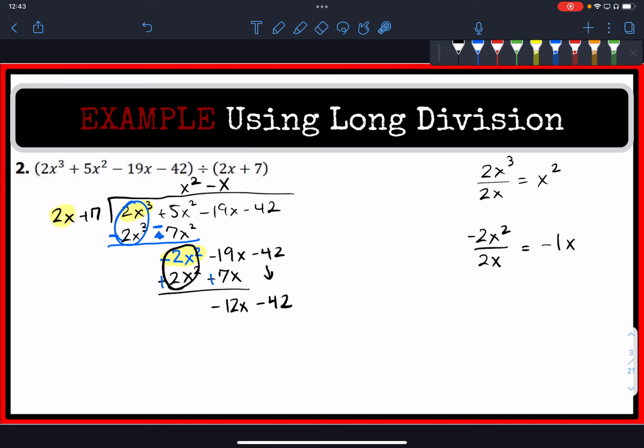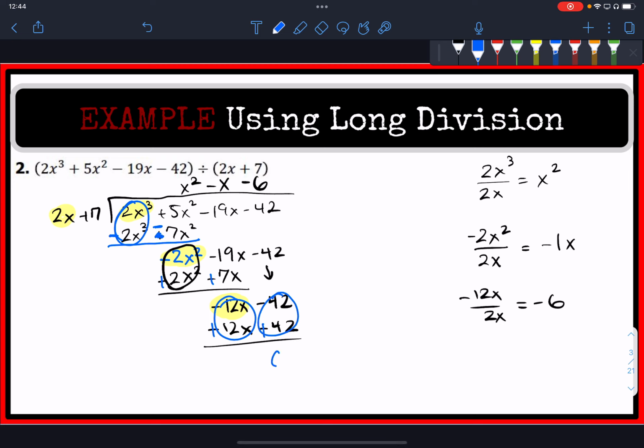So now, again, we repeat the process one more time. How many times can positive 2 go into this negative 12x? So divide it out, and the answer to that is negative 6. So multiplying negative 6 with our divisor, we end up with negative 12x and negative 42. Switching our signs, this adds up now to 0, this adds up to 0, and again we get another situation where our remainder is 0.